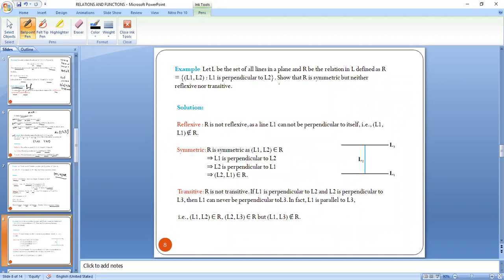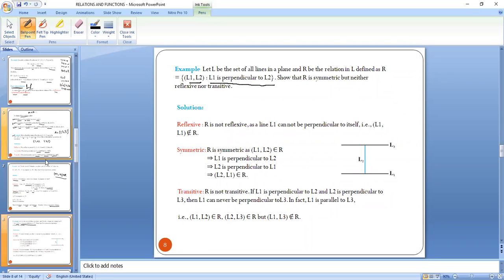Let L1 be the set of all lines in a plane, and R be a relation defined as R equals the ordered pair L1 comma L2 such that L1 is perpendicular to L2.